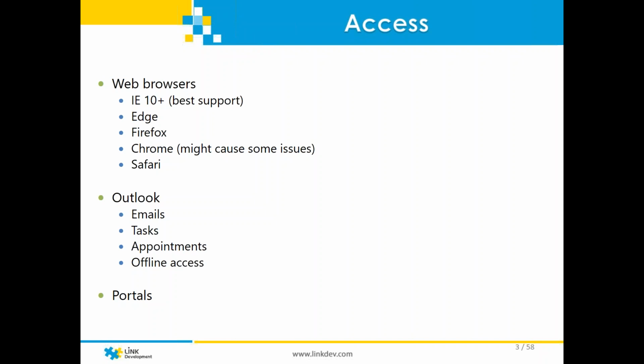You can use it just as a client, but don't use it for development. There is also Outlook. Outlook can be used to synchronize emails, tasks, appointments, and actually you can create records. You can do a lot of things from Outlook. But of course, ideally you should use a web browser, but Outlook has some of the features of the web browser as well, but of course much more limited.